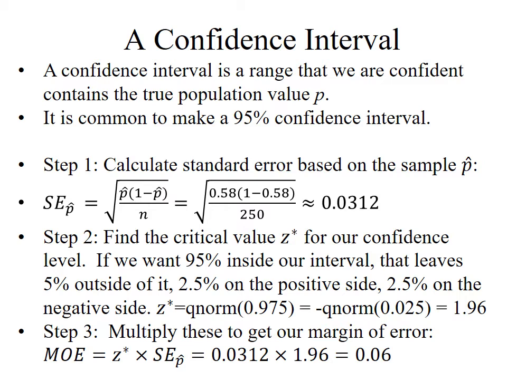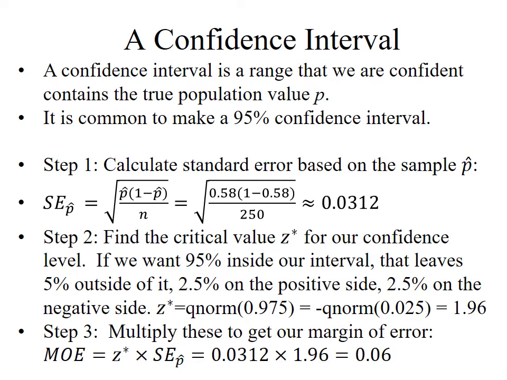The critical value z star is what we need for our confidence level. In this case, I want a 95% confidence interval, which means I want an interval that has 95% of the stuff inside of it. Well, that leaves 5% of the stuff outside of it, and it can be outside on the positive side or outside on the negative side. So I want a distribution that has half of that 5%, 2.5%, outside of my interval on the positive side, and 2.5% outside of my interval on the negative side. So what z-values in a normal distribution would capture 95% of the stuff and leave 2.5% out on the positive side, 2.5% out on the negative side?